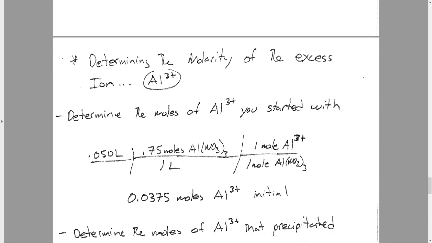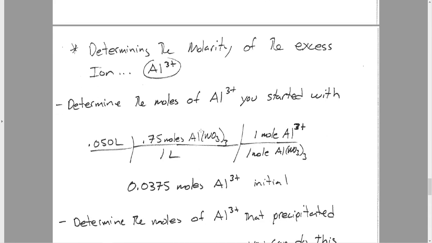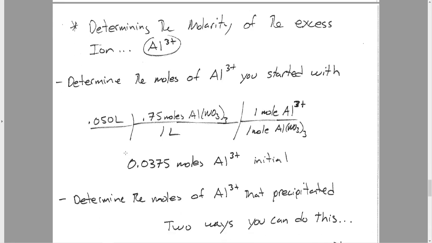First, determine the initial moles of aluminum. So our source of aluminum in this reaction was aluminum nitrate. So if we do 0.05 liters times molarity gives us moles of aluminum nitrate, and it's a 1-to-1 ratio of aluminum to aluminum nitrate. So that gives us our initial moles of aluminum. So that's how many moles of aluminum ions I had dissolved to begin with, okay?